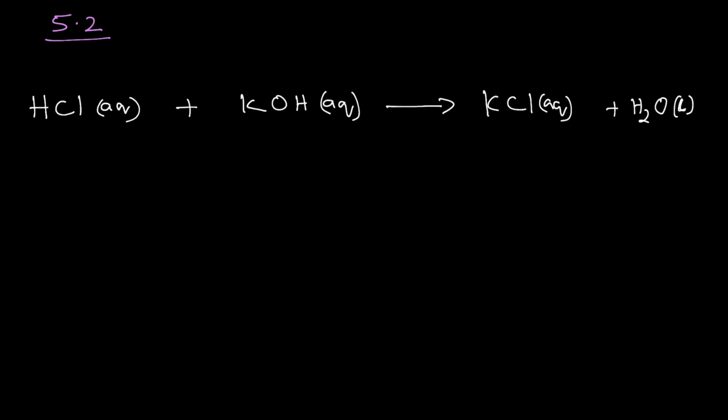Question 5.2. Write an ionic equation for the neutralization of hydrochloric acid with potassium hydroxide. So we're looking for the ionic equation. That means hydrochloric acid will be H+ and Cl- in solution, potassium hydroxide will be K+ and OH- in solution, and you're going to get potassium chloride as K+ and Cl-, plus water, which is just H2O liquid.